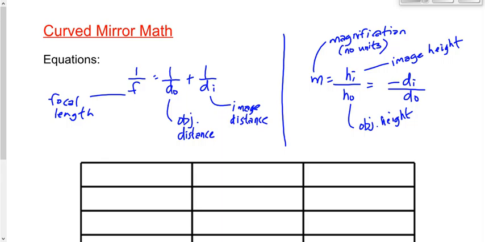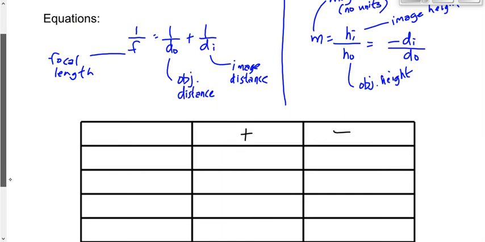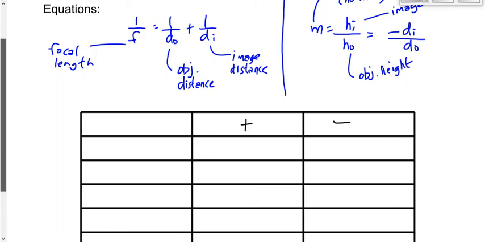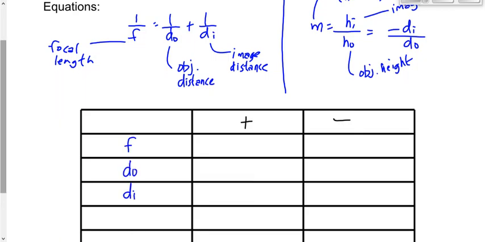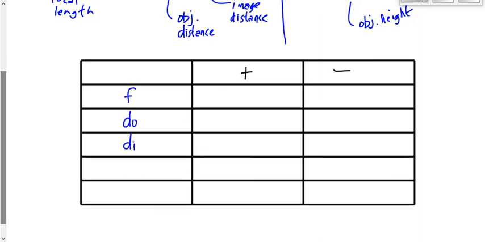All right, let's take a look at when they should be positive and when they should be negative. Let's look at three variables first: f, dO, and di. When is f going to be positive? When we have a real focal point.